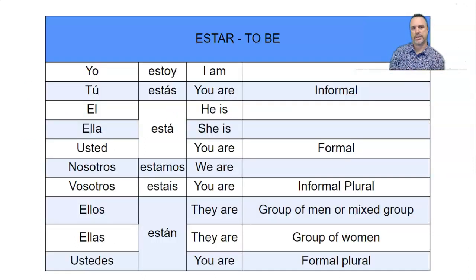Here's all of our conjugations. So we've got yo estoy, tú estás, él está, ella está, usted está, nosotros estamos, vosotros estáis, ellos están, ellas están, ustedes están. Okay, so that's just different conjugations. The ones we're really going to be looking at today, the most of, are the first three. Yo estoy, tú estás, él o ella está. And they're just the most common ones.